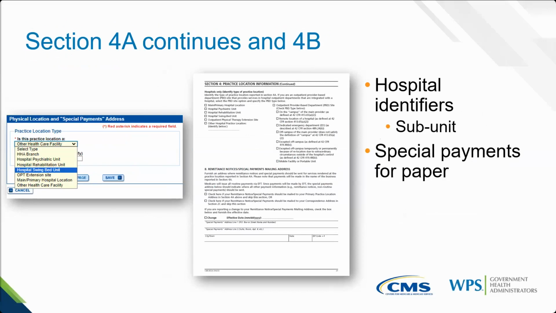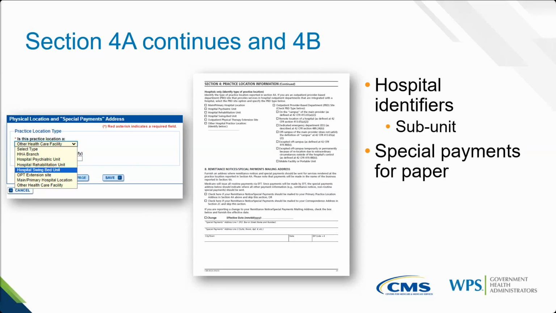Section 4A does continue, and we get into Section 4B, and this is where, as I mentioned, you'll want to report any subgroups that need to be reported underneath this tax ID. Again, remembering they may get separate PTANs and separate enrollments. You will list what type of unit they are, and you'll see here there's a couple of columns.